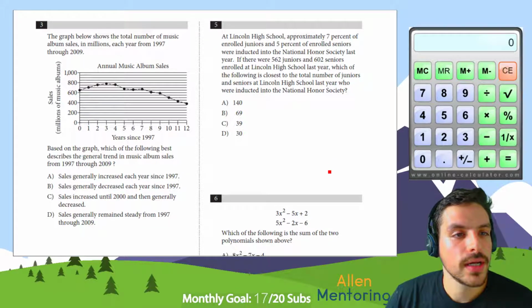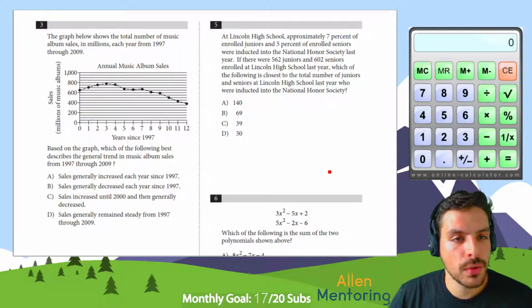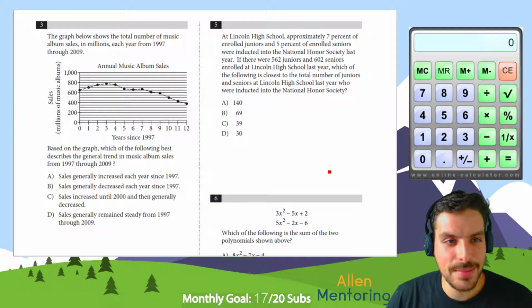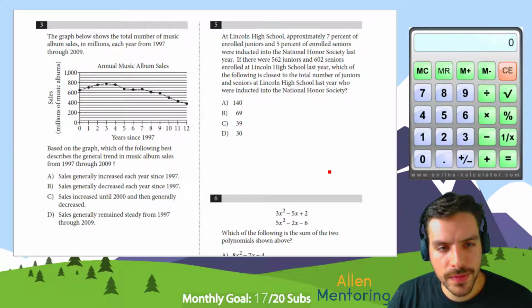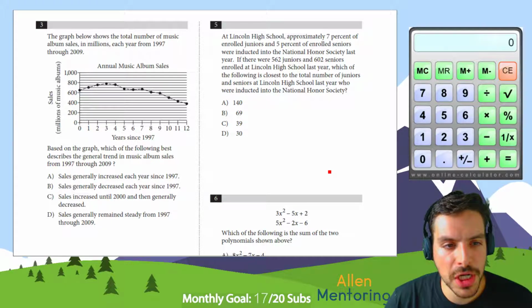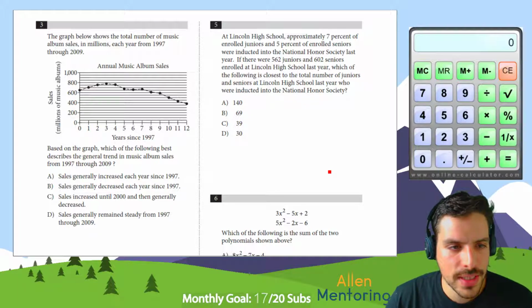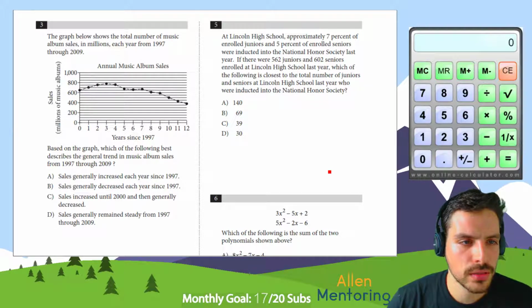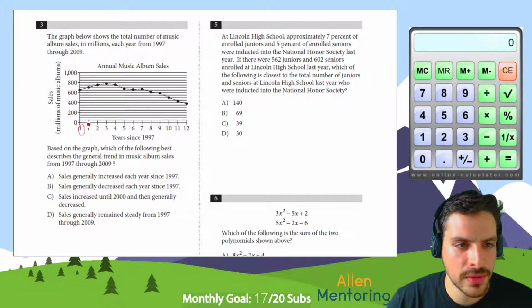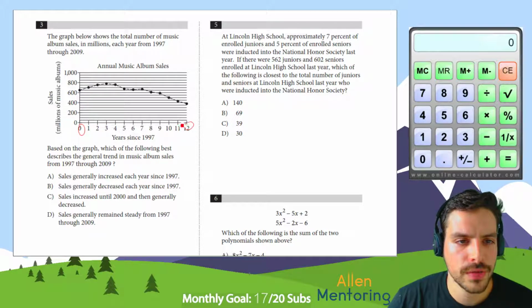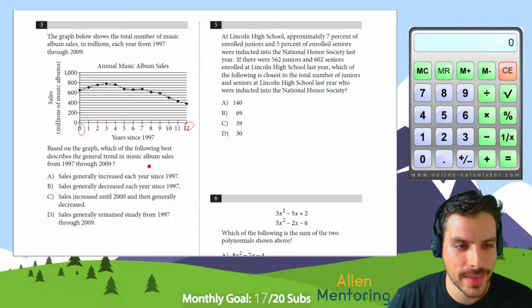All right, number 3. The graph below shows the total number of music album sales in millions each year from 1997 through 2009. Based on the graph, which of the following best describes the general trend in music album sales in 1997 through 2009? Okay, so we see that year 0 is 1997, year 12 is 2009.